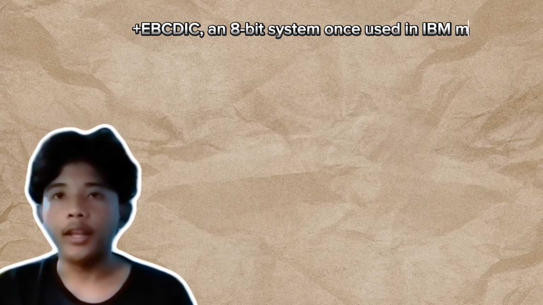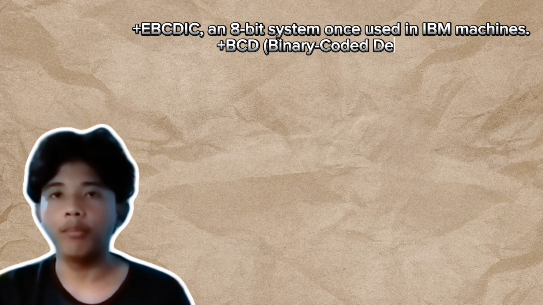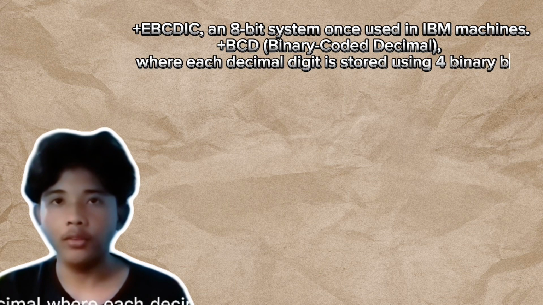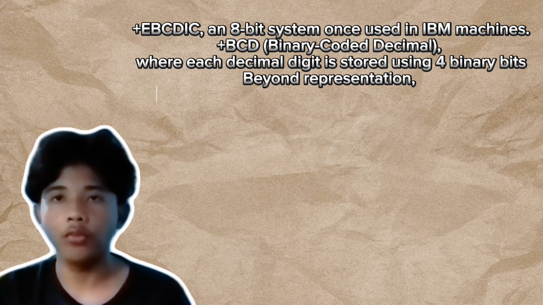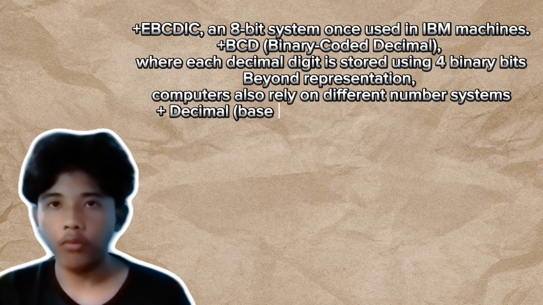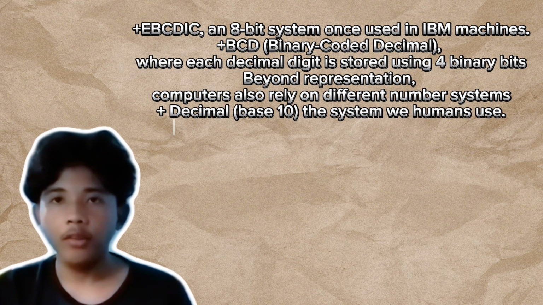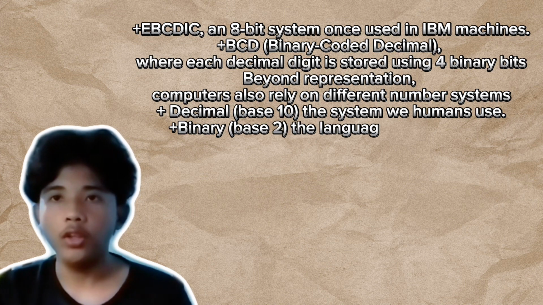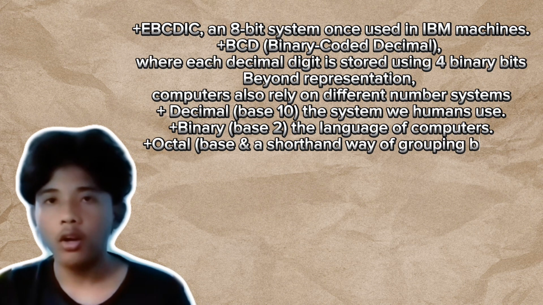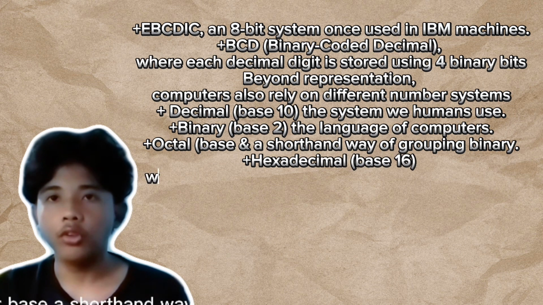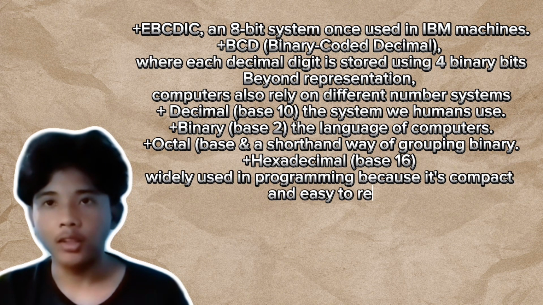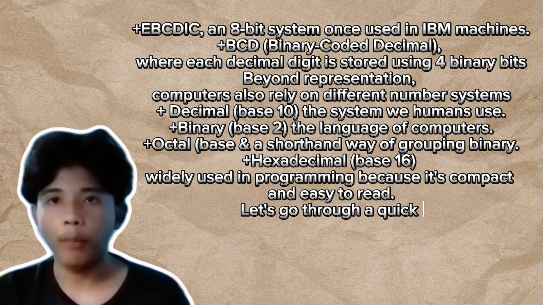EBCDIC, an 8-bit system once used in IBM machines. BCD, or binary coded decimal, where each decimal digit is stored using 4 binary bits. Beyond representation, computers also rely on different number systems. Decimal, or base 10, the system we humans use. Binary, or base 2, the language of computers. Octal, or base 8, a shorthand way of grouping binary. Hexadecimal, or base 16, widely used in programming because it's compact and easy to read.